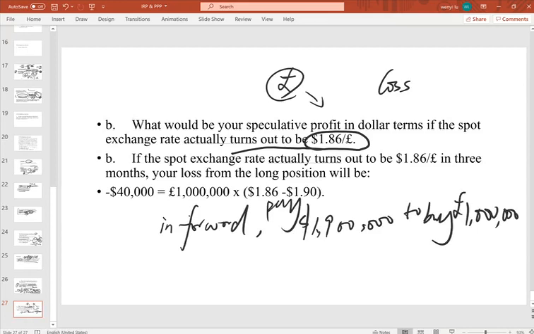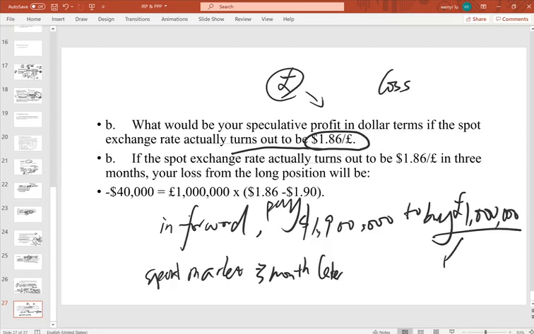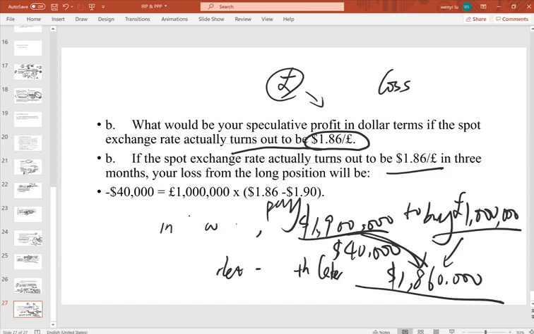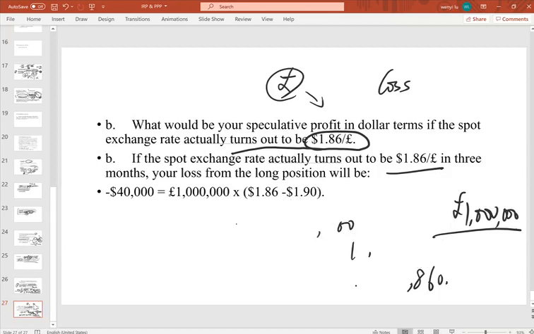But in the spot market 3 months later, the same 1 million pound is only worth $1.86 million. But you paid even more than market value. So what's your loss? Your loss will be the difference between these two amounts, 40,000 dollars. So you incur a loss. So that's our chapter for the forward, chapter 5.